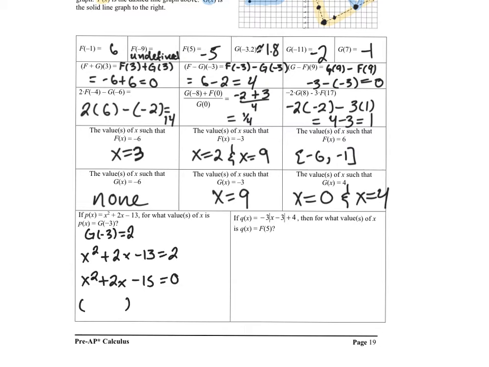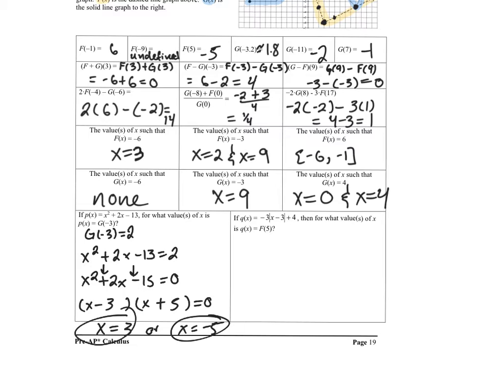We could factor. Our last sign is subtraction, so our signs are going to be different. This is positive, so that makes our bigger number positive. What two numbers add to get 2 and multiply together to get 15? We have x minus 3 and x plus 5. Set both equal to 0 and we can solve. So x is equal to 3 or x is equal to negative 5.